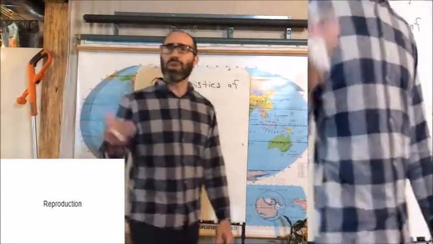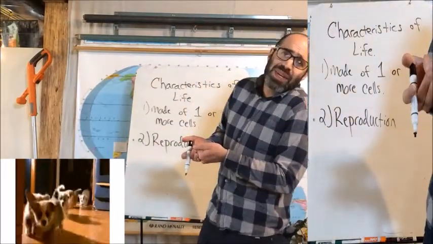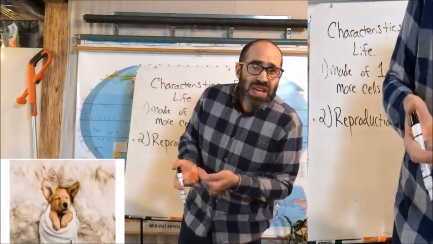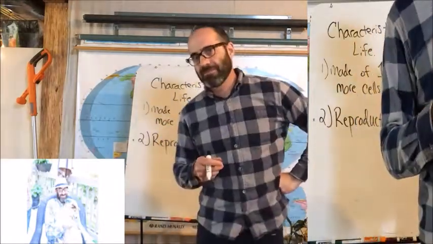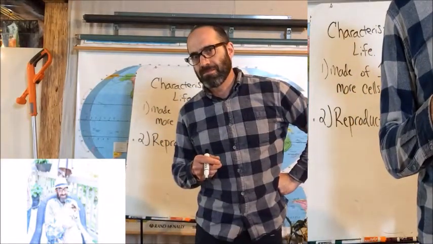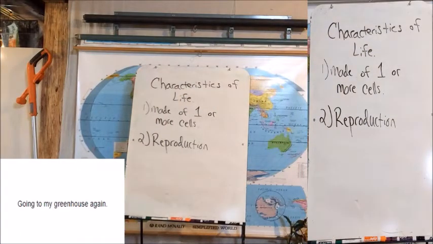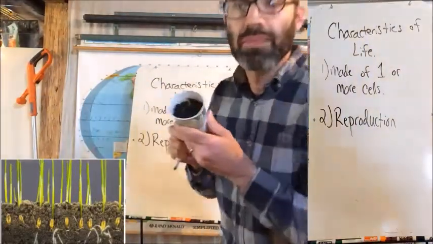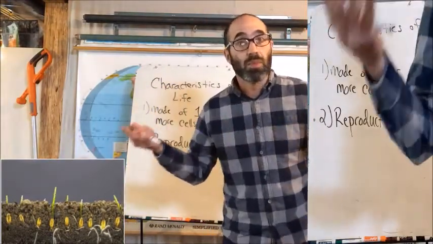The second characteristic of life is reproduction. Now, when you hear the word reproduction, you probably think about puppies. Little baby puppies. Oh, the puppy. Yay. Give me the puppy. I'm going to snuggle it. Oh, my God. I love the puppy. However, seedlings, reproduction.